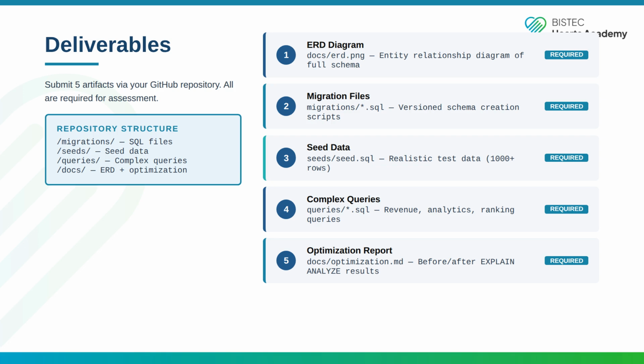Second, your migration files in the migrations directory. Version ordered SQL files that create your entire schema from scratch. Someone should be able to run these in order and have a working database. Third, seed data in the seeds directory. Realistic, tested data, at least 1,000 rows total across all tables. Good seed data makes testing and optimization much more meaningful.